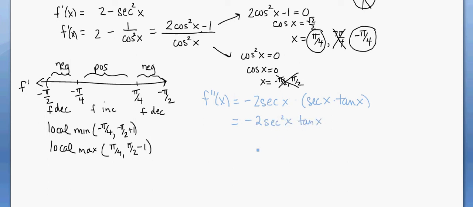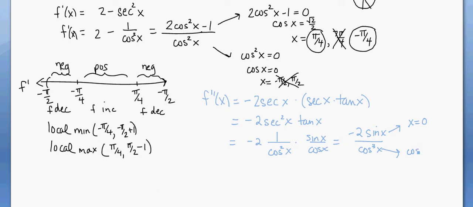If I want to try to write this as a ratio, it makes sense to write these in terms of sines and cosines. And then it naturally just writes itself as a ratio. So negative 2 sine of x over cosine cubed of x. So I want to know, where is this thing either 0 or undefined? It's going to be 0 anywhere the numerator is 0, which is the same place sine is 0. Sine will be 0 at 0, and then nowhere else in the given domain.